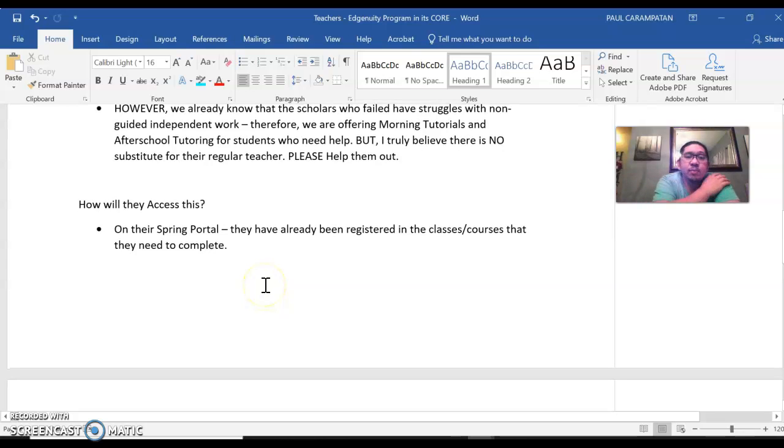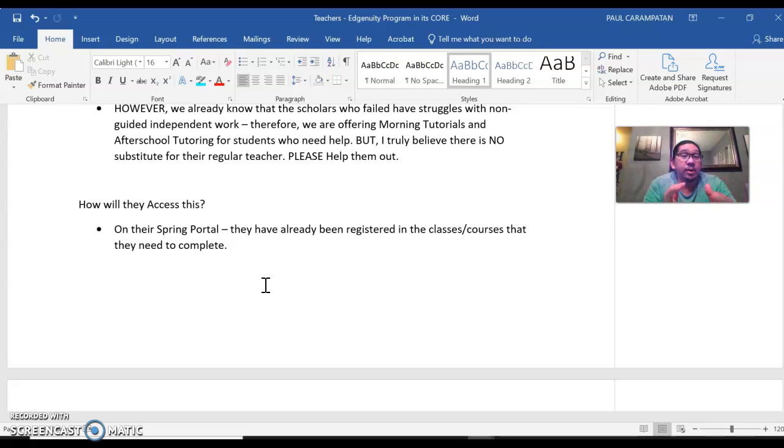How will they access this? It is on their Spring ISD portal, and they have already been registered. I already registered them, so you don't have to worry about that. All they have to do is log in, and their class will pop up. By the way, where did this class come from? Central Office Curriculum and Instruction created these classes. These are the high yielding TEKS from the marking period that they weren't successful in, so they created a whole course based on those high yielding TEKS.